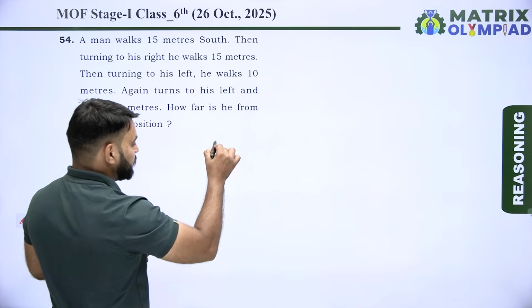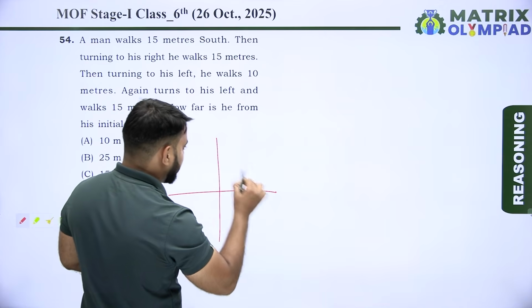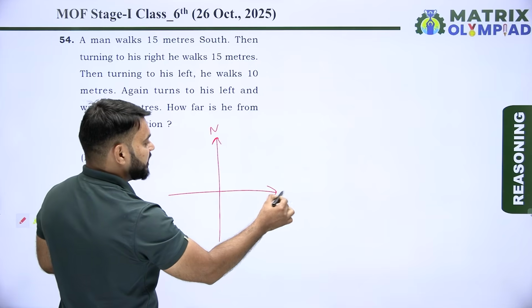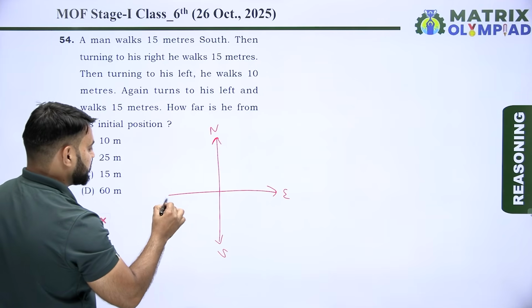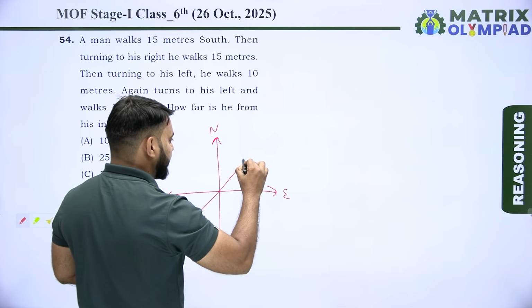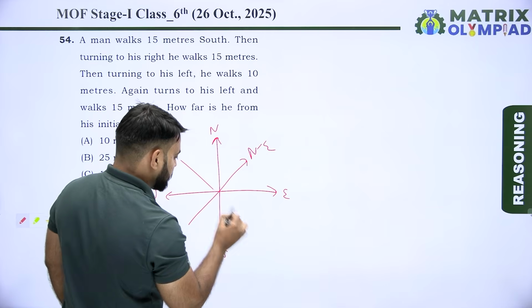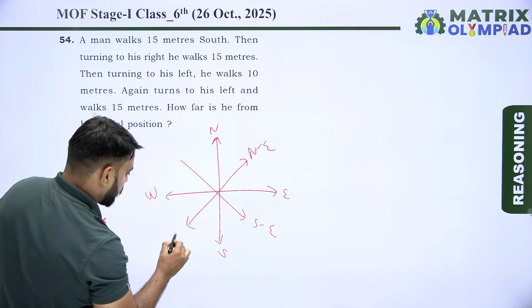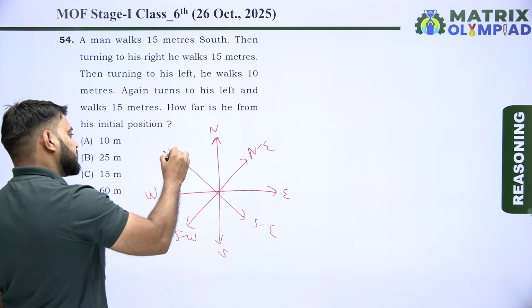Before starting this question, we should know that there are four main directions. This is north, this is east, this is south, and this is west. And there are four cardinal directions. This is northeast, this is southeast, this is southwest, and this is northwest.